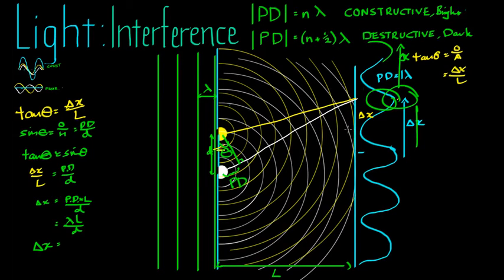So the distance to get to the nth bright band beyond the central is given by n lambda L on D. So for the central bright band, n equals 0. You don't have to go any distance. The second bright band there, n equals 1. You have to go lambda L on D. And the third bright band, which is the second from the center, n equals 2.